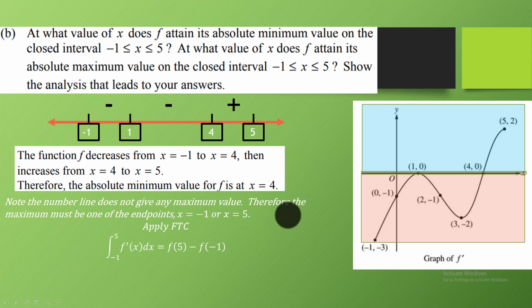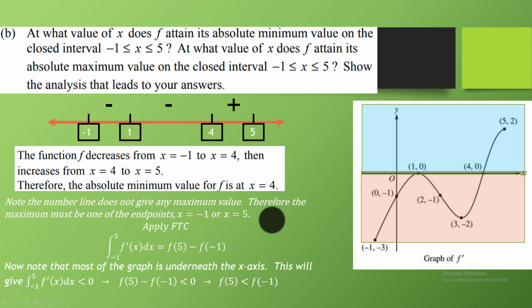And notice for a second, just take a look at the graph. Most of the graph is below the x-axis, which means when we look at the integral part, we know the integral means area under the curve, and anything below the x-axis will be negative. So if most of the area under the curve is below the x-axis, then we'll get a negative answer for the integral. So the integral from -1 to 5 of our function, the area under this curve, will be negative, less than 0.